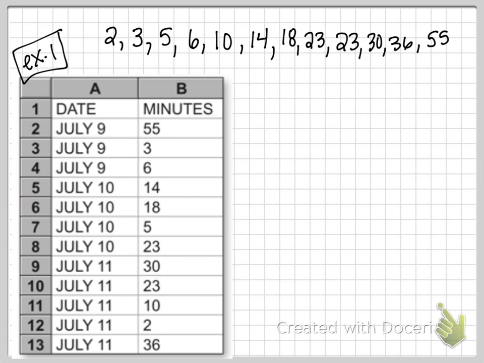Once we have it in order, we can see the number of digits and the range of the values that we need to put in a stem and leaf plot. If we're going to do this, what do you think our stem should be? What place value should be our stem? Nope, the dates aren't going to be part of this. We're only talking about the minutes. What do you think the stem should be? The tens place or the ones place? Hudson? The tens place. Good. Let's do the stem, our tens place.